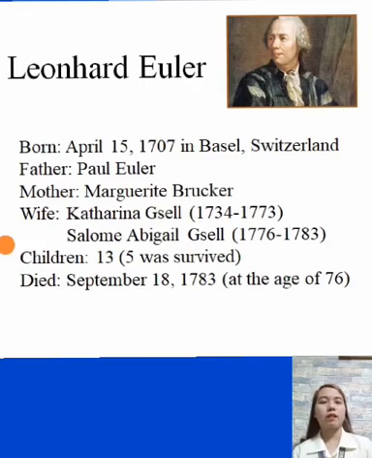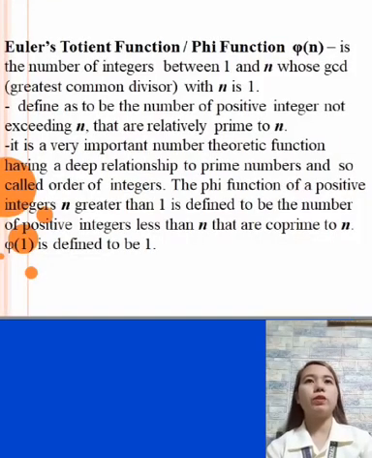Euler died on September 18, 1783 at the age of 76, and the cause of his death was brain hemorrhage. Let us proceed to Euler's totient function, or phi function, which is included in the formula of Euler's theorem.